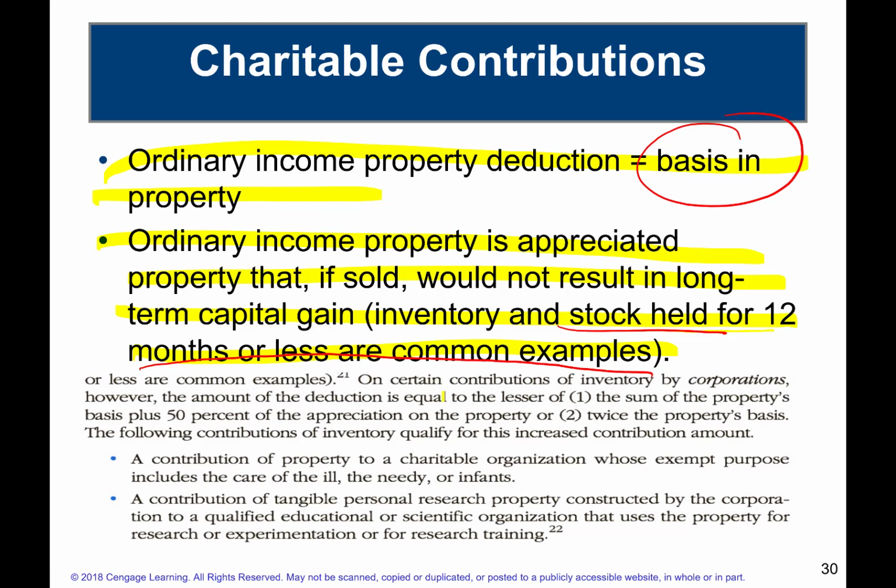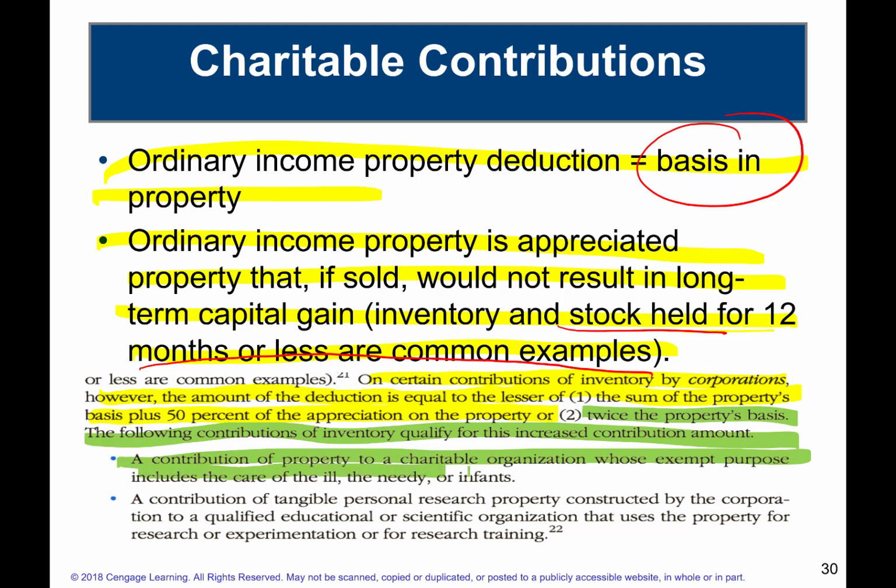Such as inventory on certain contributions, inventory to corporations. However, the amount of deduction is equal to the lesser of the sum of the property's basis plus 50%, or twice the property's basis, whichever is the lesser. I can take that. Now, in order to qualify for this, it has to go to a charitable organization whose exempt purposes are the care of the ill, needy, infants.